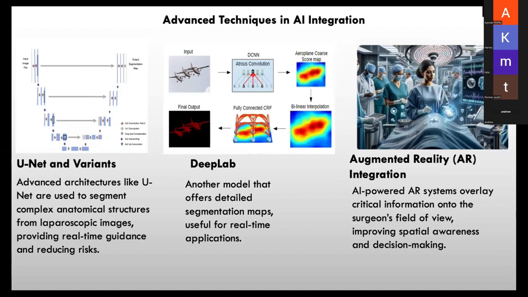As you see here in this image, this is the general architecture of the basic U-Net that has the encoding parts and the decoding parts. These layers try to extract features from the medical image, then train the model based on these extracted features, and use this trained model to make predictions on a new test image. And this can be applied on laparoscopic videos and images in real time. So we can say advanced architectures like U-Net are used to segment complex anatomical structures from laparoscopic images, which can provide real-time guidance and reduce the risk.